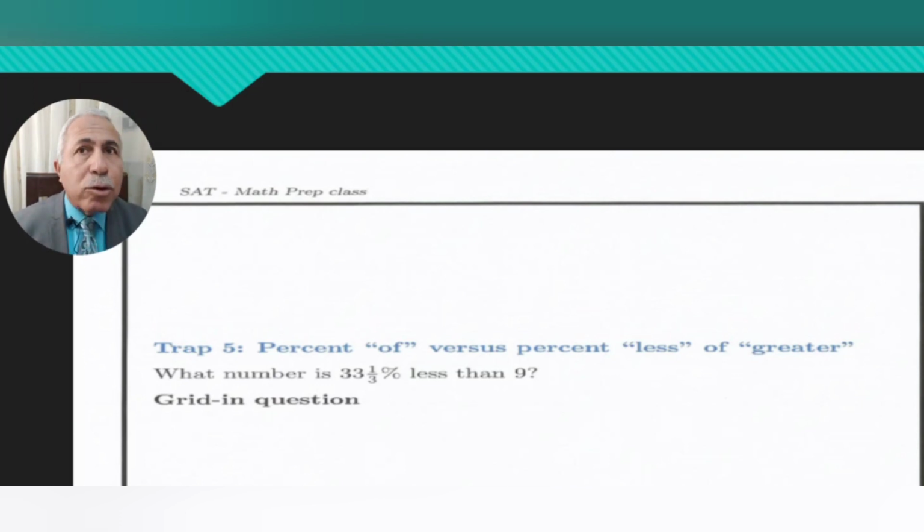So 1/3 of 9 is going to be 3. That means the answer will be 9 minus 3. So very quick, the answer will be 6. Now, it's very easy when you read the question well and when you simplify it.